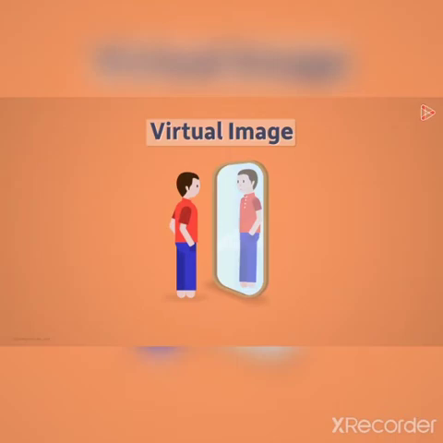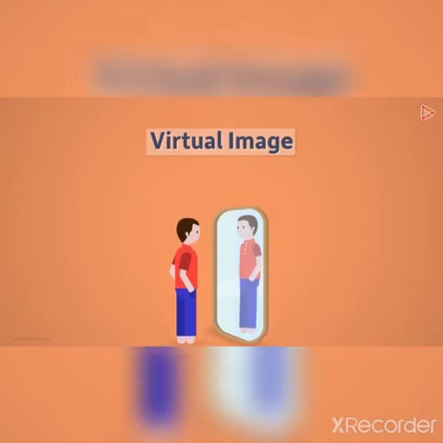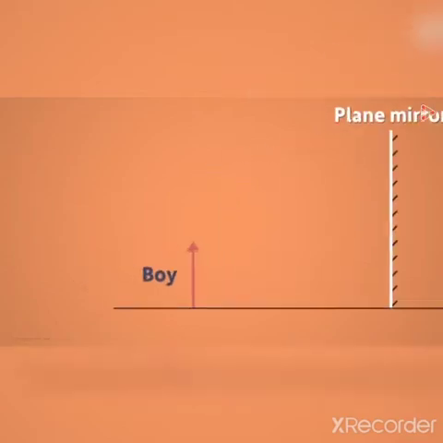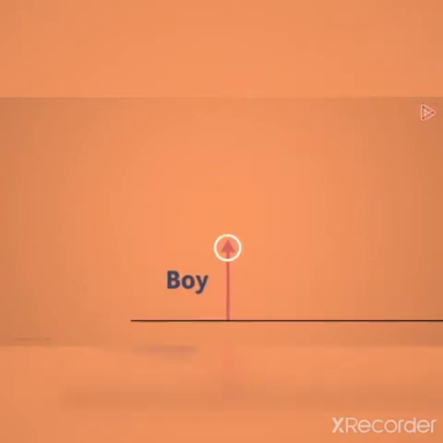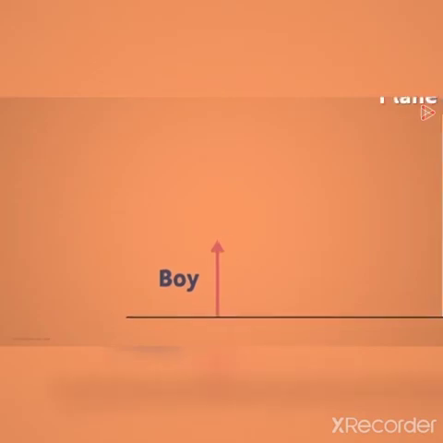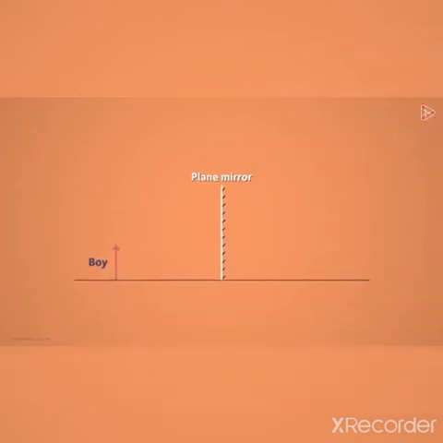In order to explain what a virtual image is, let's first simplify this image. Let's represent this boy with an arrow pointing up. And here is our plane mirror. You can assume the top of the arrow to be the top of the head of a boy. Now, where is the image of the boy formed?